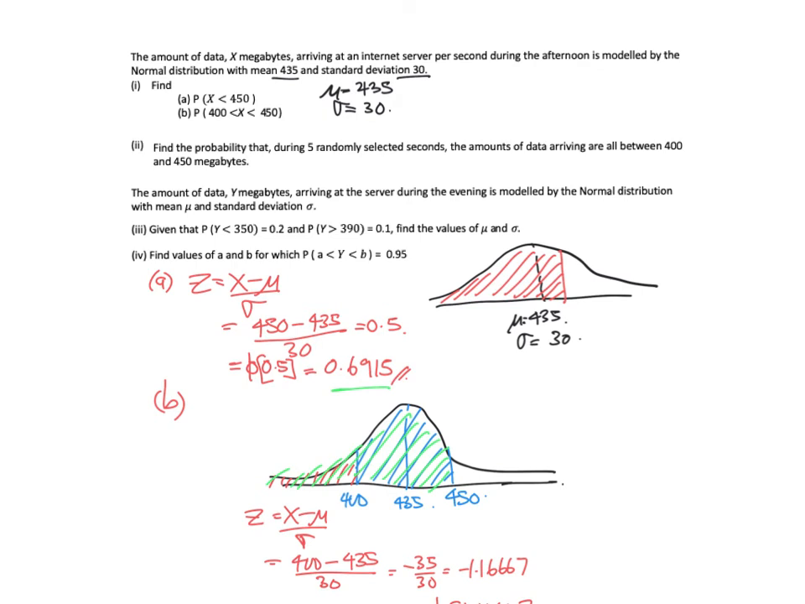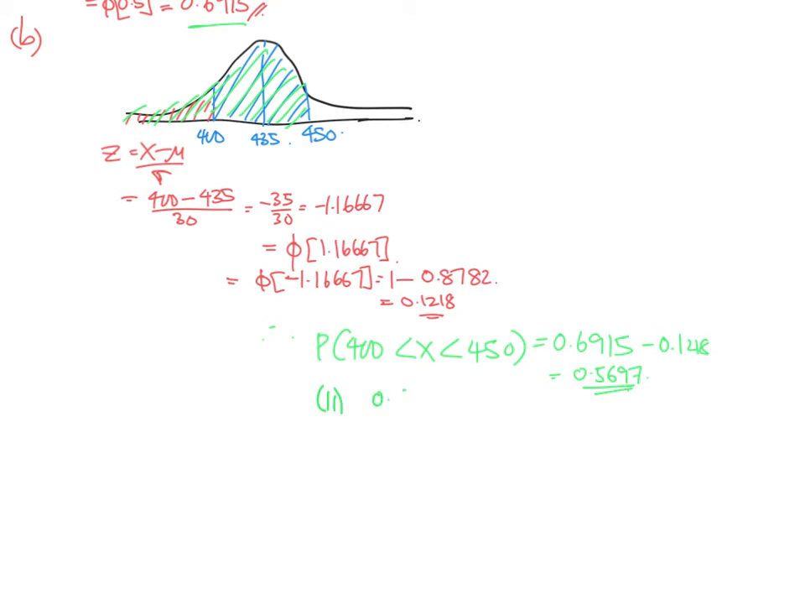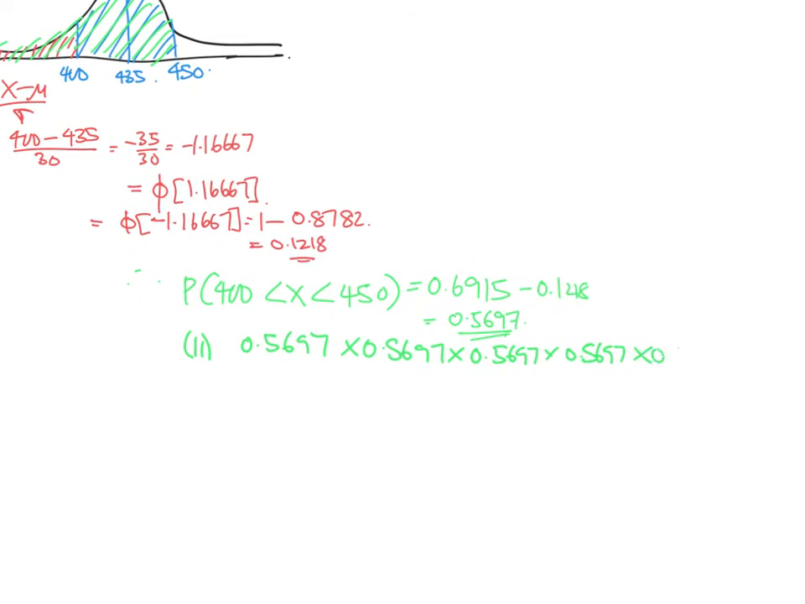Now part 2: find the probability that during 5 randomly selected seconds, the amount of data arriving is all between 400 and 450. For 5 randomly selected seconds, the first one is 0.5697, and the second, third, fourth and fifth are also each 0.5697. Multiplying them, the answer that I'm getting here is 0.0600.